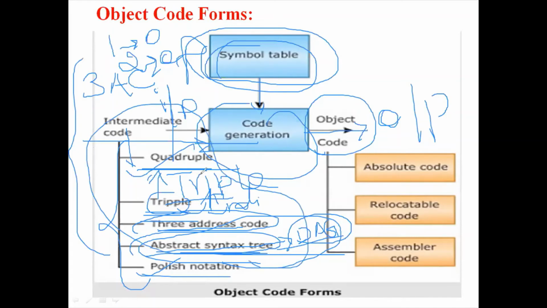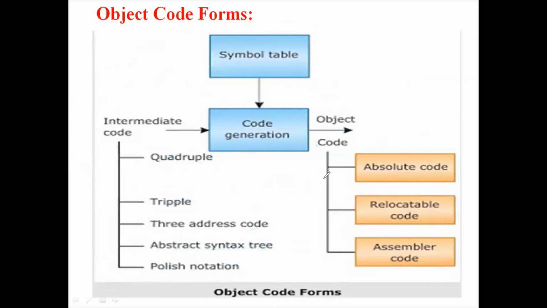These intermediate code generations give the input to the code generator. Code generator, what will it do? It will give the equivalent target program as the output. Is it clear? Okay. Then what will we do? After giving the equivalent target program as the output, it will produce the object code as the target program.